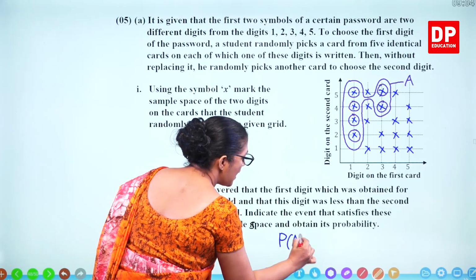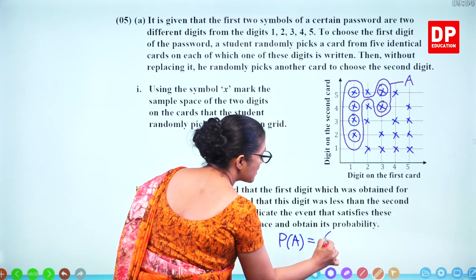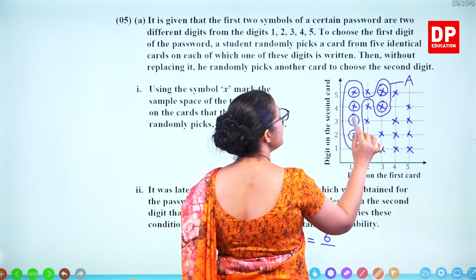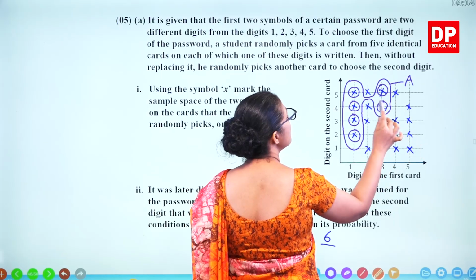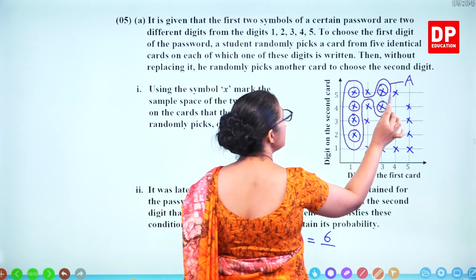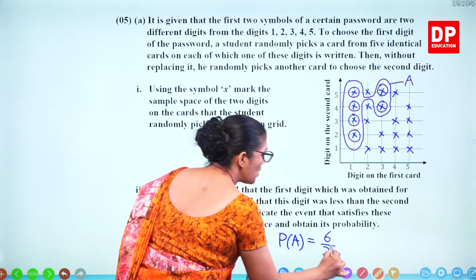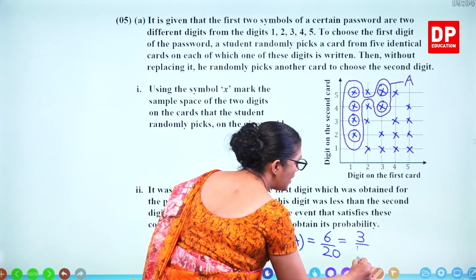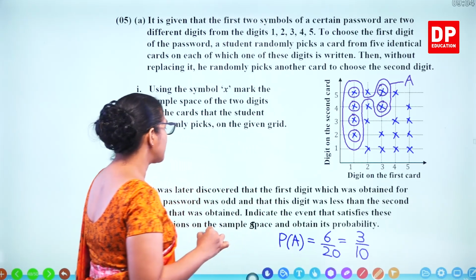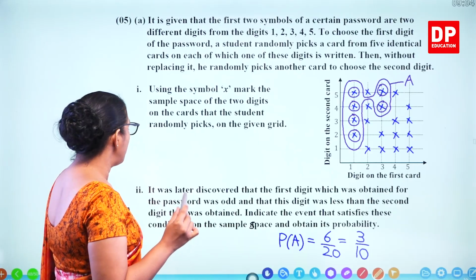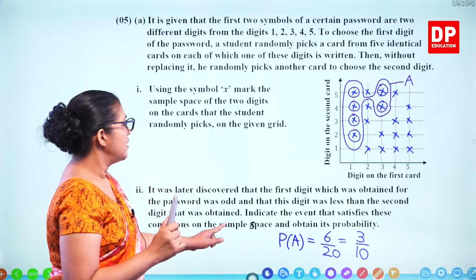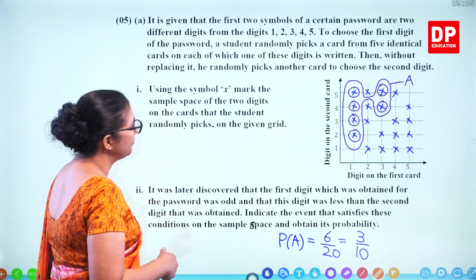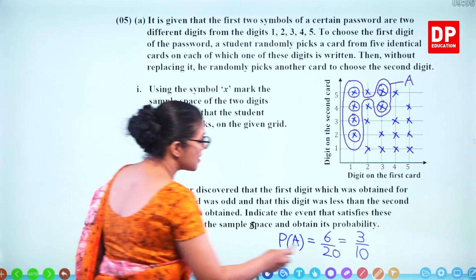probability of A is equal to 6 out of 1, 2, 3, 4, 5, 6, 7, 8, 9, 10, 11, 12, 13, 14, 15, 16, 17, 18, 19, 20 out of 20. So you can simplify and write 3 over 10. So that's the probability of the required sample space. Now how can we give marks?